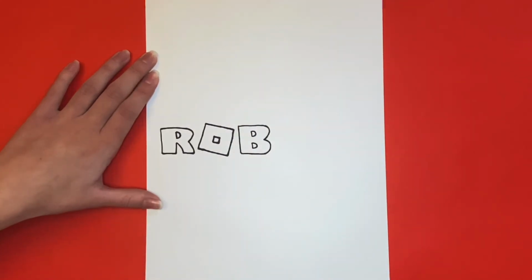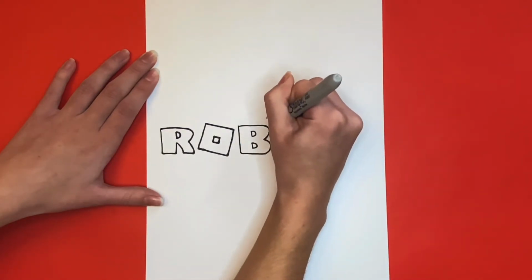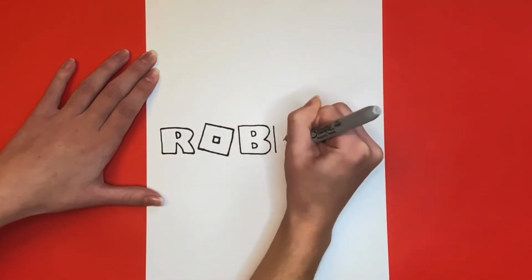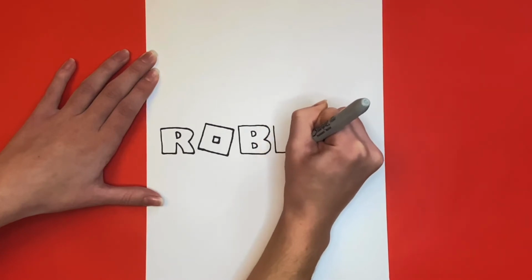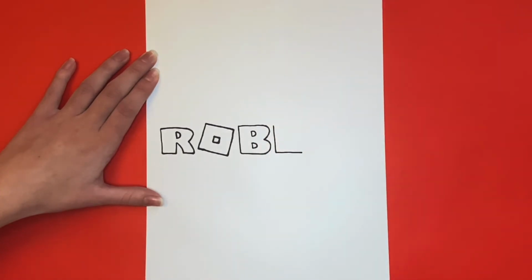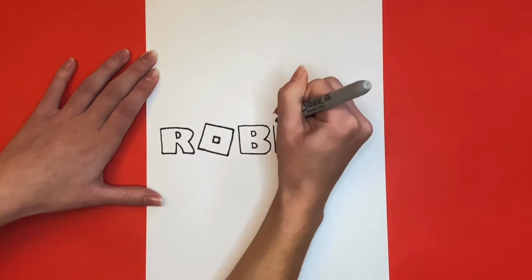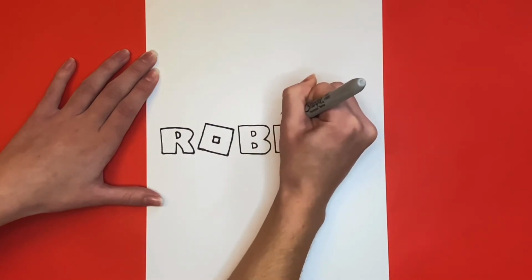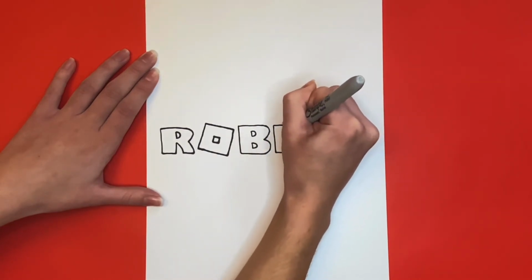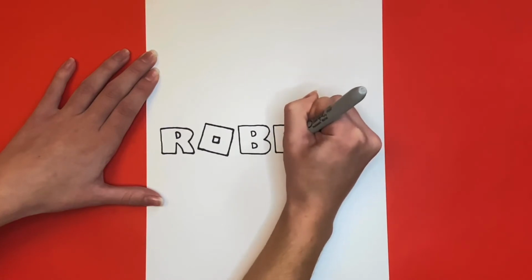Next, we will draw a bubble letter L. We will start by drawing a regular L. Then from the top, we will draw a little line going towards the right, and down from that we will draw another L. At the end, we will connect that L to the bottom one with a small line going up and down.